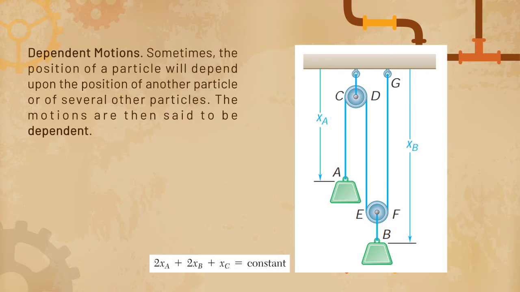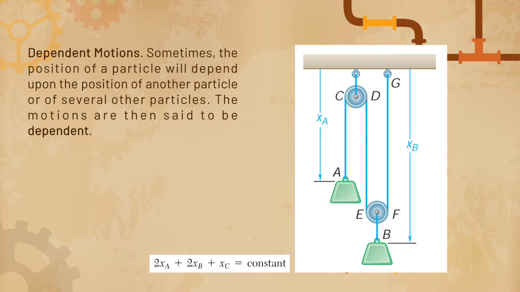From the relation between the position coordinates x sub A and x sub B, it follows that if x sub A is given an incremental change delta x sub A, that is, if block A is lowered by an amount delta x sub A, the coordinate x sub B will receive an increment delta x sub B equals negative 1/2 delta x sub A. In other words, block B will rise by half the same amount. This can easily be checked directly from the figure.